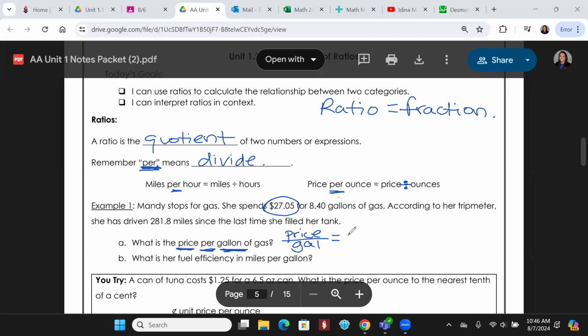How much did she spend? $27.05. Okay. And then how many gallons does she get? Okay. So 8.40. Go ahead and type this into your calculator. What did you get? Okay, so $3.22 per gallon.